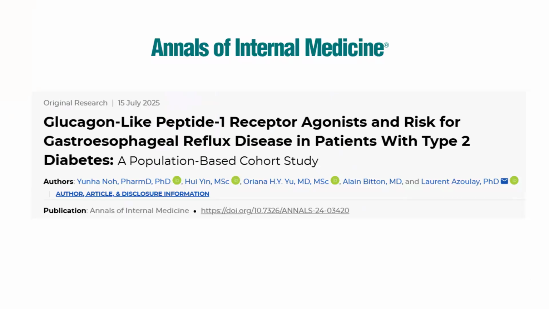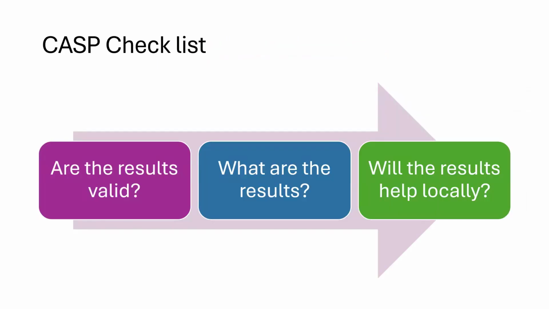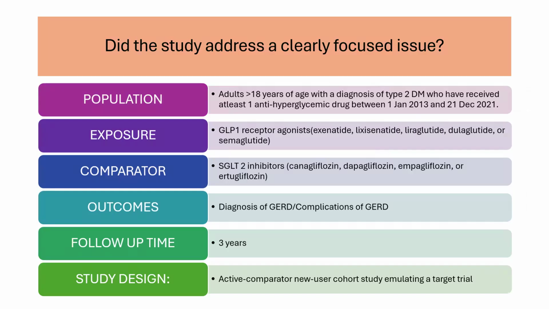So the paper we'll be reviewing is published in the Annals of Internal Medicine. It's titled Glucagon-like peptide 1 receptor agonist and risk for gastroesophageal reflux disease in patients with type 2 diabetes. This is a population-based cohort study. So let's apply the CASP checklist. Are the results valid? What are the results? And will the results help locally?